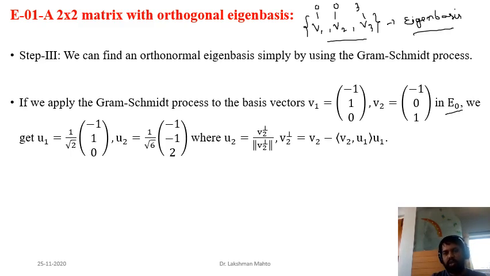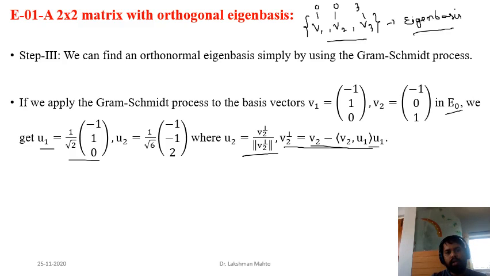So if you apply the Gram-Schmidt process to the first two basis vectors V1 and V2 in the first eigenspace E0, we get u1 just by normalizing V1. And u2 we get by normalizing V2 perp, that means you are projecting V2 in the direction of u1. This V2 perp is defined as V2 minus the inner product of V2 with u1 times u1. Here you already have V2 and V1, that's why you got u1, and having u1, that's why you got all this quantity.